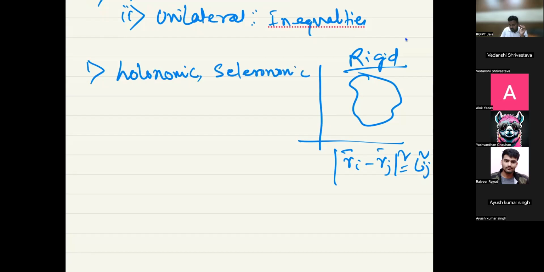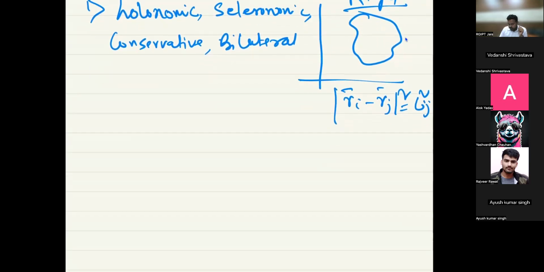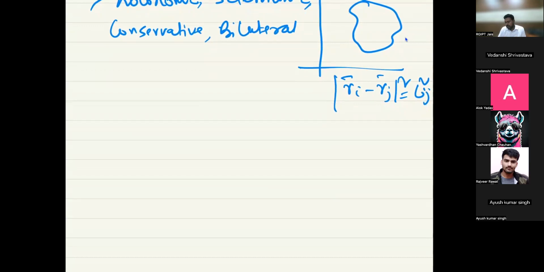So here the forces of constraint do not do any work. So this is also conservative. And this also works on both ways, so this is bilateral. We can give you a system and then you classify the constraints in the system accordingly. Okay. So there are many examples available. You should take up some examples and practice this to find out the type of constraint you have. Okay.